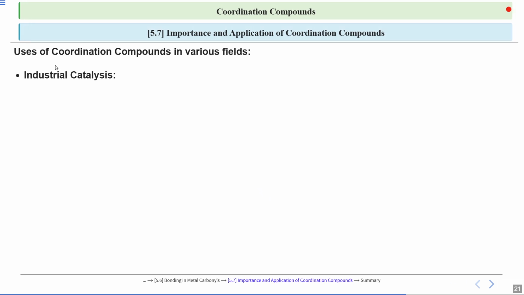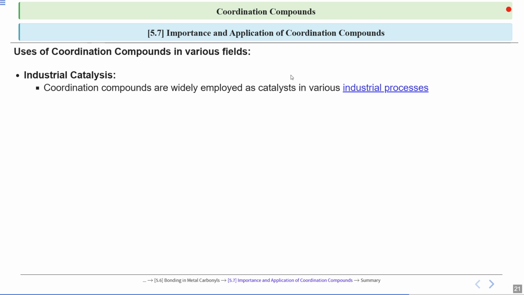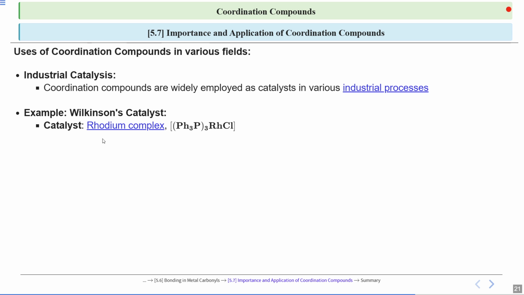Let's see the next field in which we use coordination compounds: industrial catalysis. Coordination compounds are widely employed as catalysts in various industrial processes. In various industrial processes, to form or refine something, we use coordination compounds as catalysts. For example, let's take Wilkinson's catalyst. The catalyst is a rhodium complex, (PPh3)3RhCl. This is a rhodium complex called Wilkinson's catalyst.